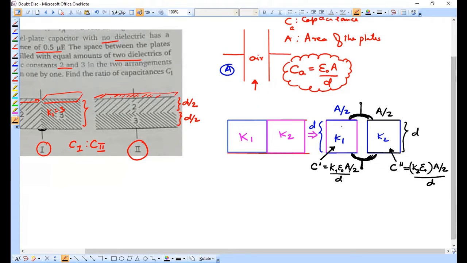And see friends, both the dielectrics are now connected in parallel. How can I decide they are connected in parallel? You can see their upper ends of the plates are joined together, their downward plates are joined together. So when one end of the plates, the left end is joined together or the right end is joined together, then the combination is called a parallel combination. Series and parallel combination you might have studied earlier.